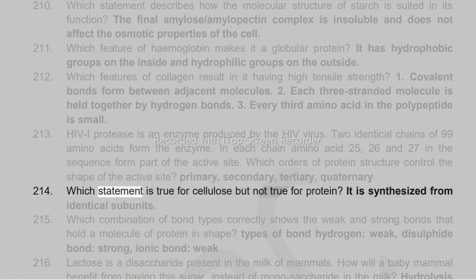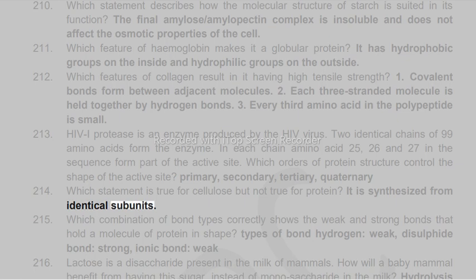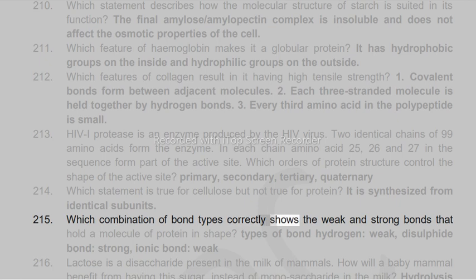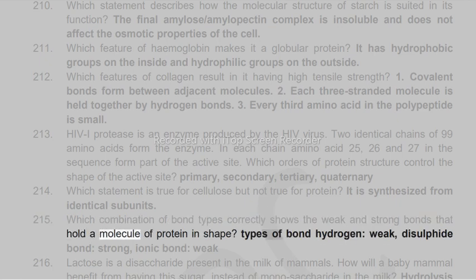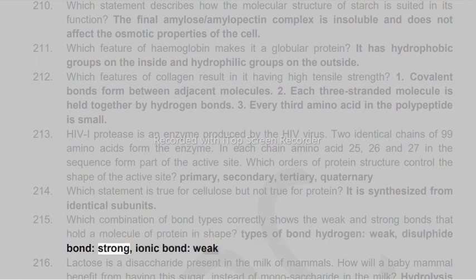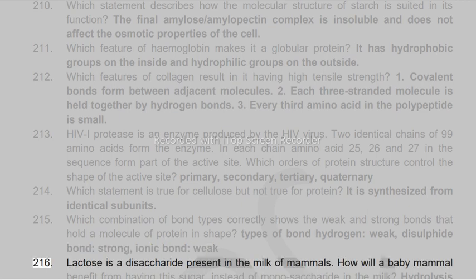214. Which statement is true for cellulose but not true for protein? It is synthesized from identical subunits. 215. Which combination of bond types correctly shows the weak and strong bonds that hold a molecule of protein in shape? Types of bond: hydrogen, weak; disulfide bond, strong; ionic bond, weak.